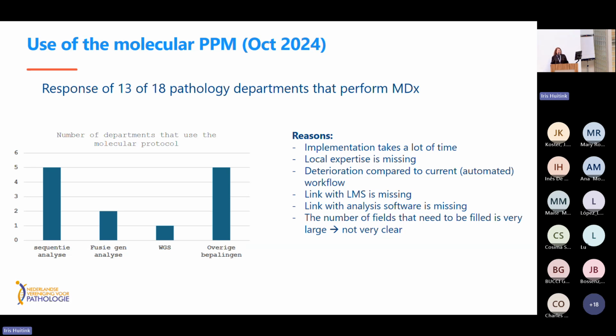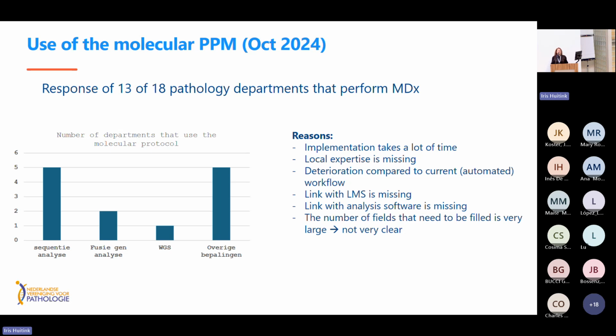It sounds quite simple, actually. However, the infrastructure that we've made in the Netherlands for this approach was made in 2018. And in 2024, we asked the pathology labs, so are you using this infrastructure? And this graph shows, unfortunately, that not all labs are using it at the moment.